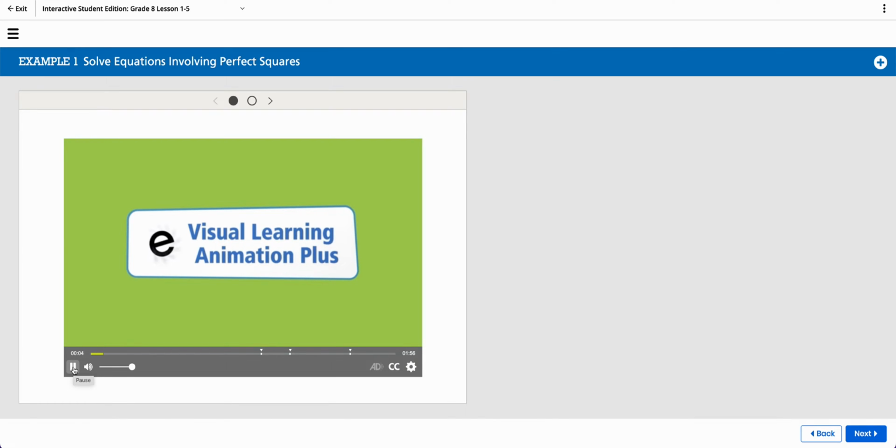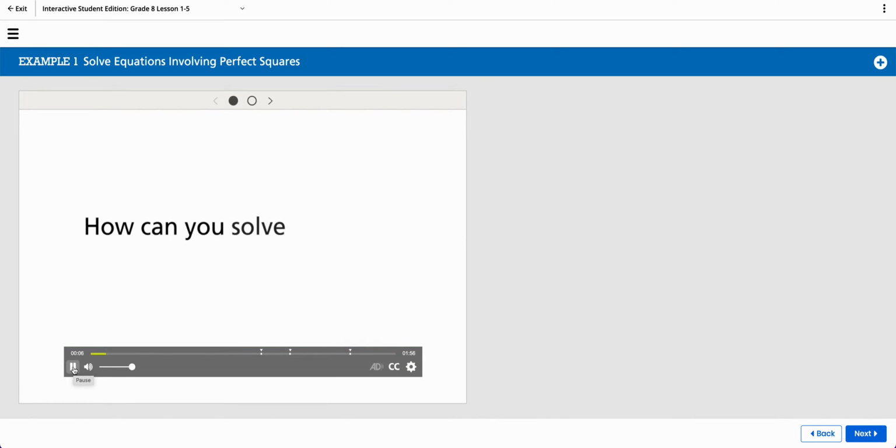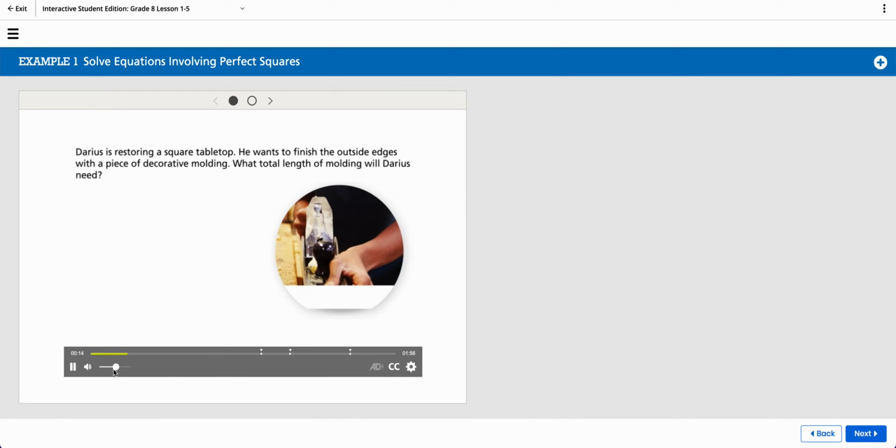How can you solve equations with squares and cubes? Think about this question during the lesson. Darius is restoring a square tabletop. The area of the tabletop is 25 square feet. He wants to finish the outside edges with a piece of decorative molding. What total length of molding will Darius need?